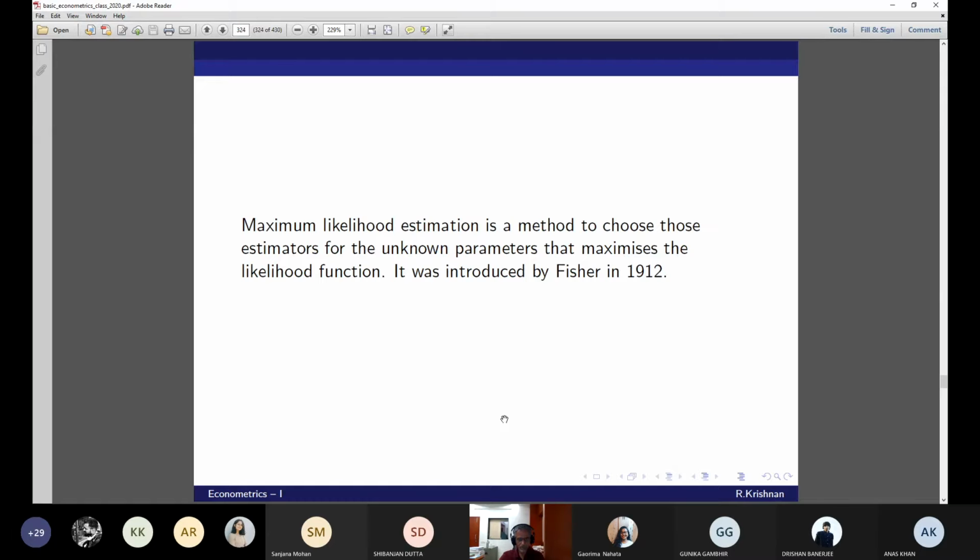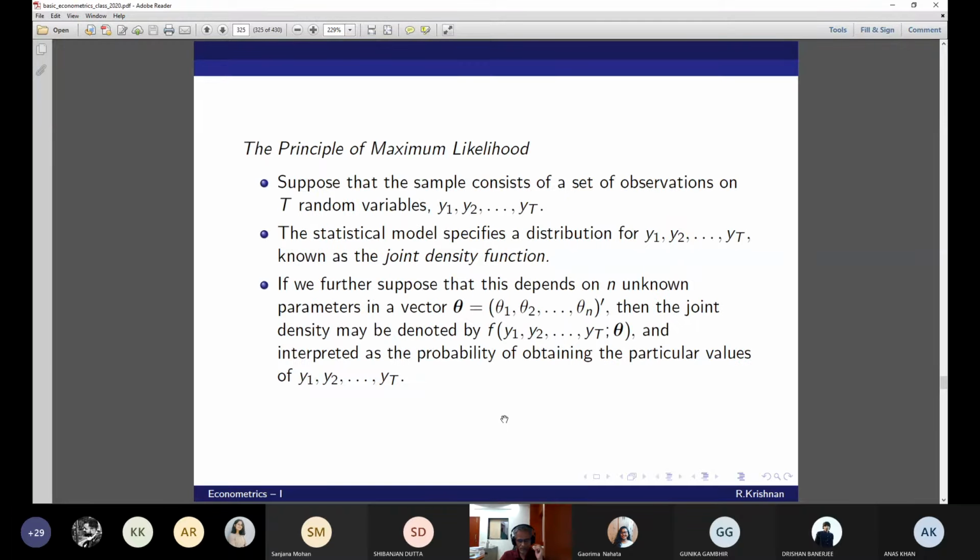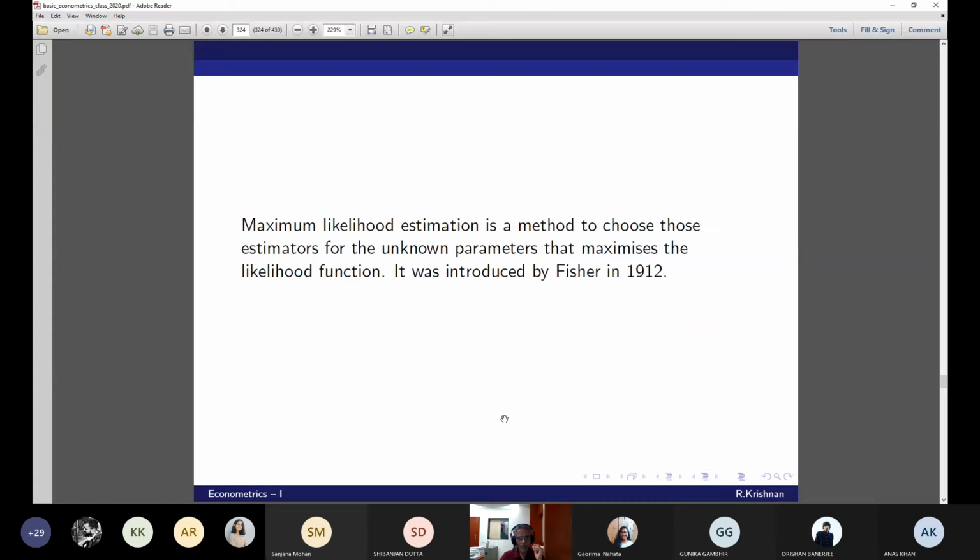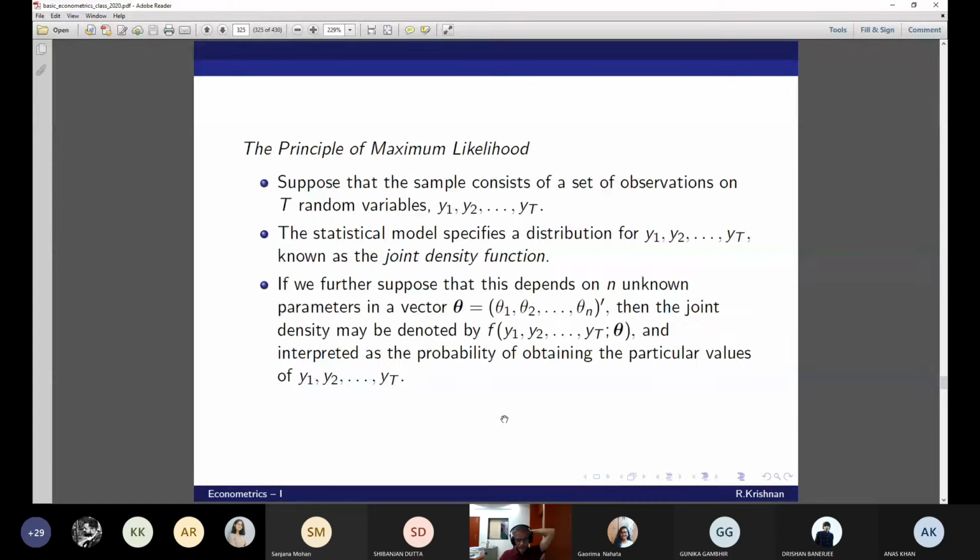What is maximum likelihood estimation? This is a method to choose those estimators for unknown parameters that maximize the likelihood function. It was introduced by Fisher way back in 1912. What is it? Principle of maximum likelihood. Look at this carefully. The difference between the density function and the likelihood function.